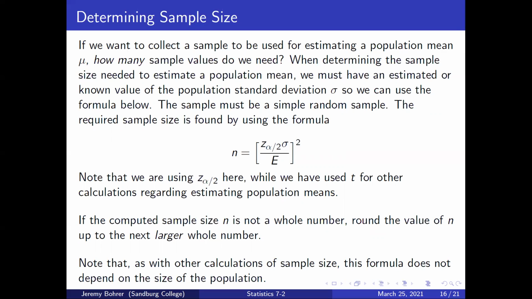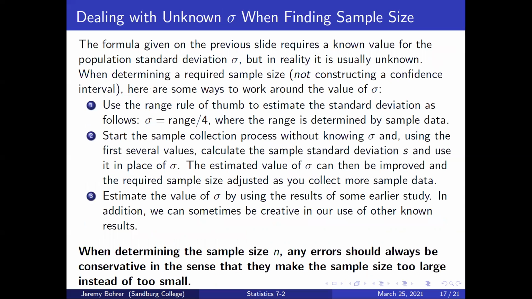Note that we are using z sub alpha over 2 here while we have used t for other calculations regarding estimating population means. If the computed sample size n is not a whole number, round the value of n up to the next larger whole number. Note that, as with other calculations of sample size, this formula does not depend on the size of the population.